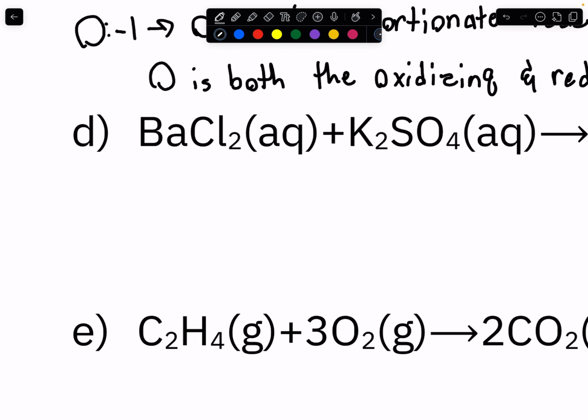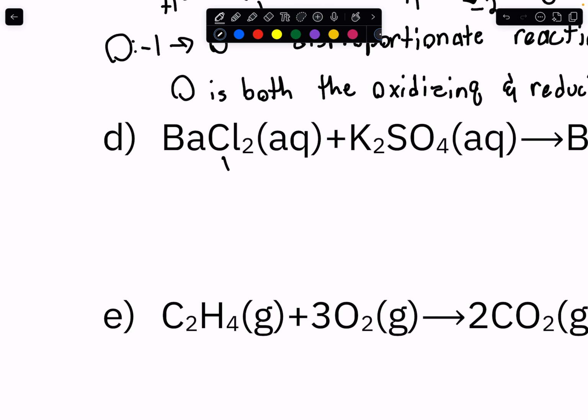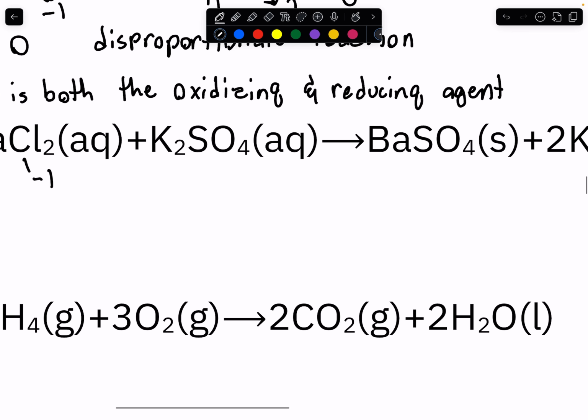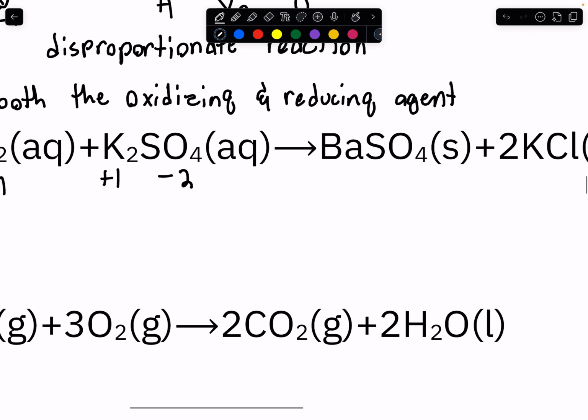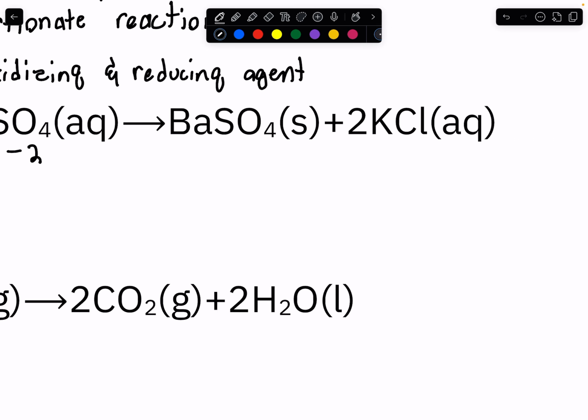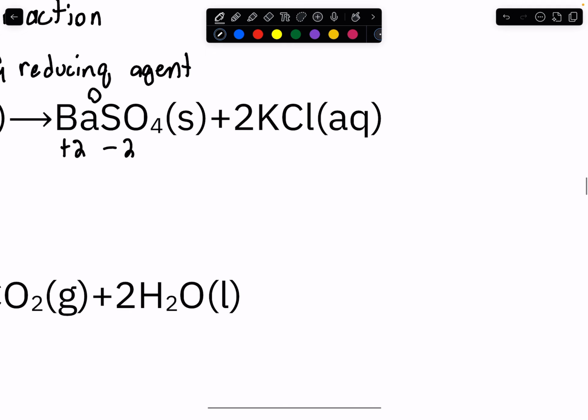That was my bad. We know that chlorine has a -1 charge, which means that this barium has to have a +2 charge. We know that SO4, our sulfate, has a -2 charge, which means our potassium has to have a +1 charge. Because we know that this is +2, -2, this is a big ol' 0. And we know our potassium is a +1, -1, which makes this a big ol' 0.